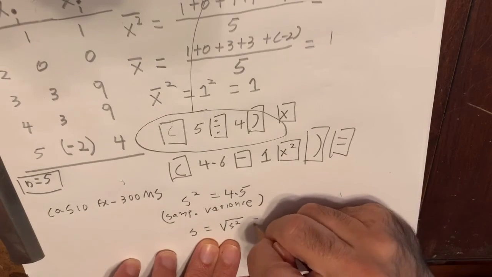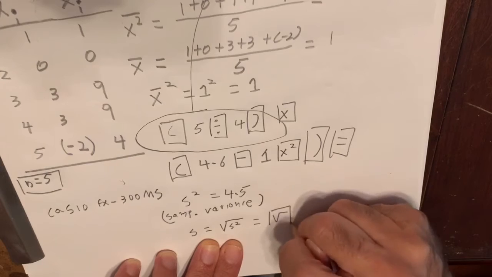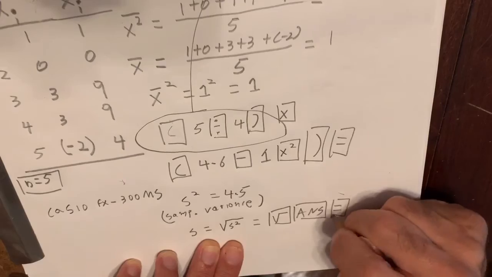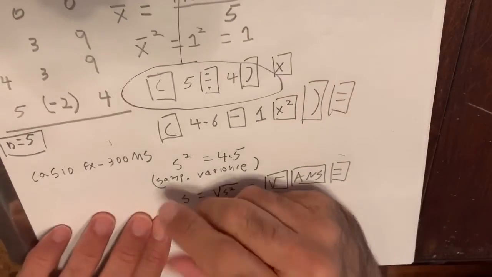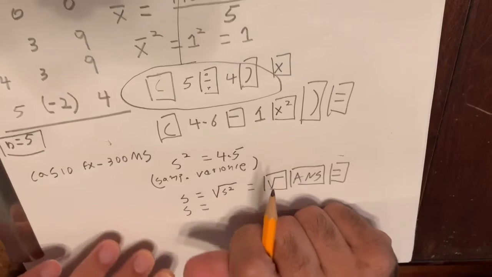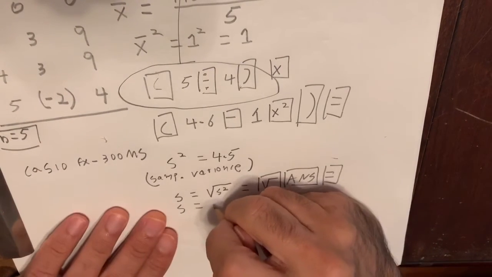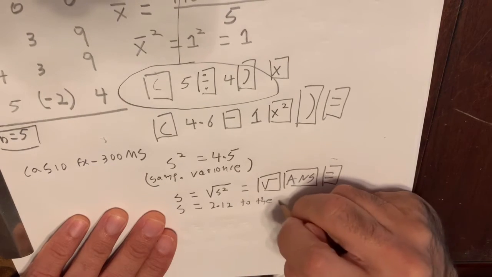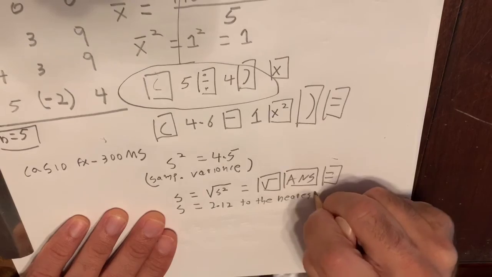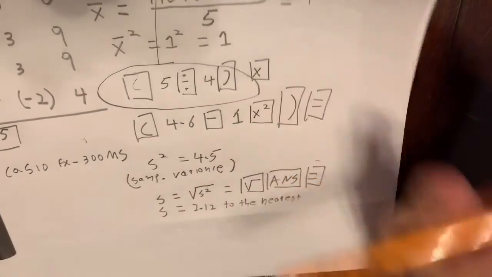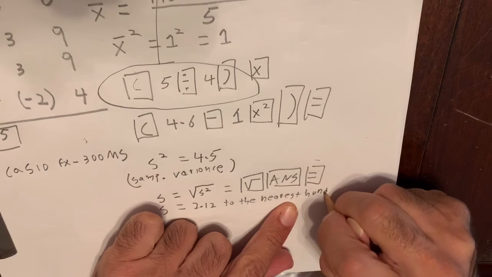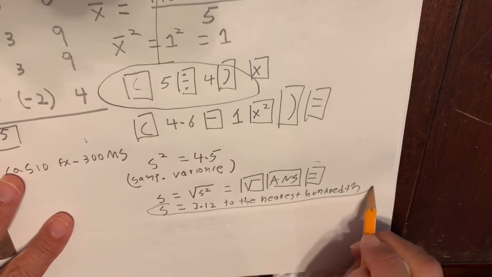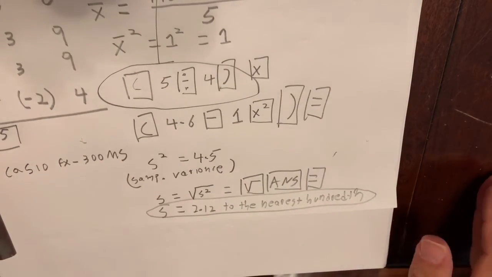So S is the square root button, the answer button, the equals button, and that gives us that the sample standard deviation is equal to 2.12 rounded to the nearest hundredth. And that is the final answer.